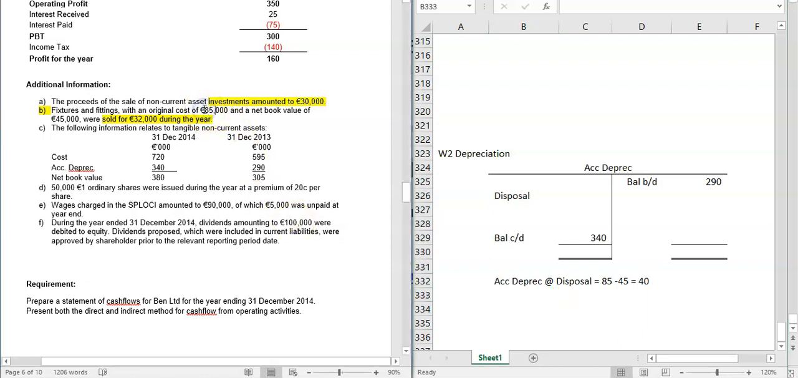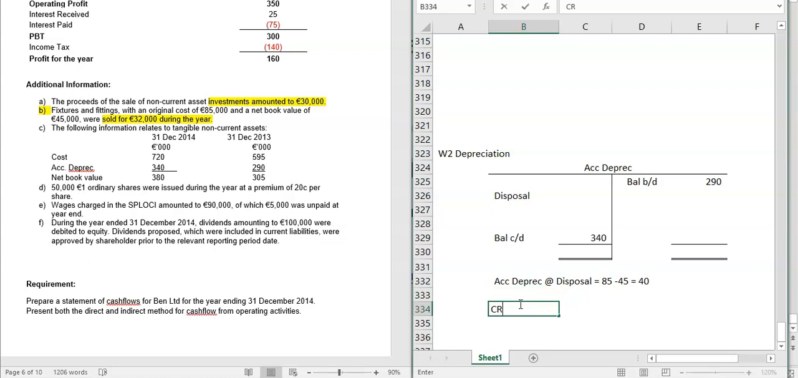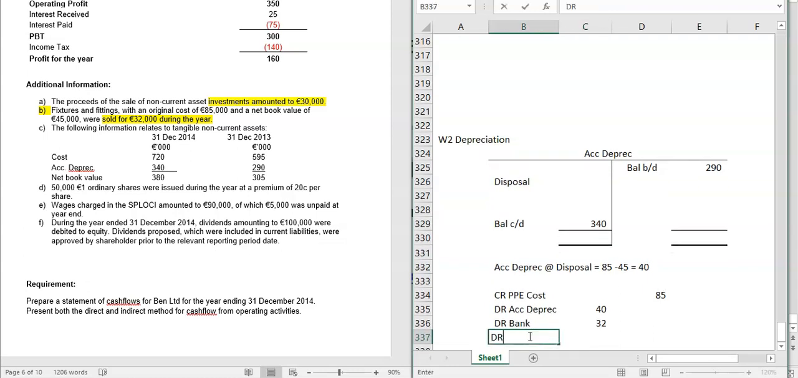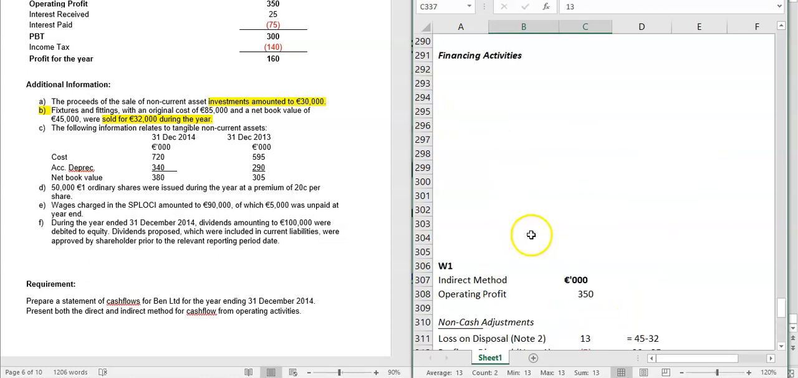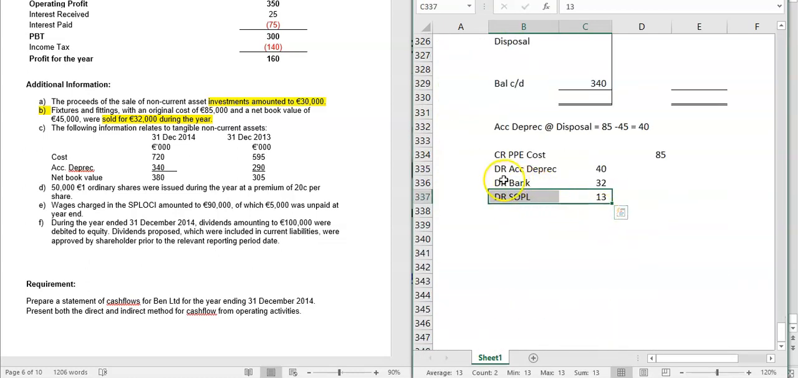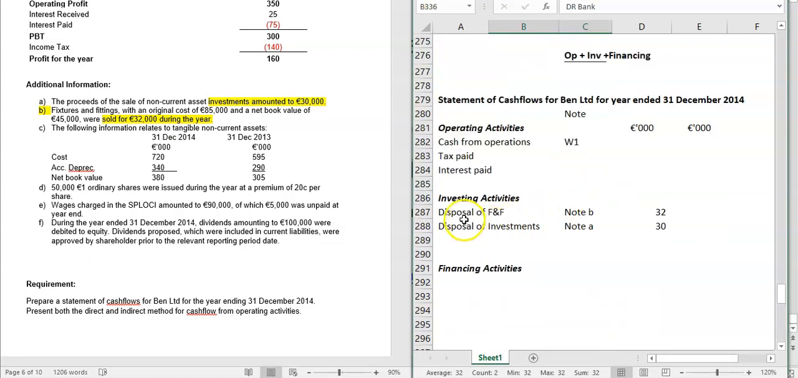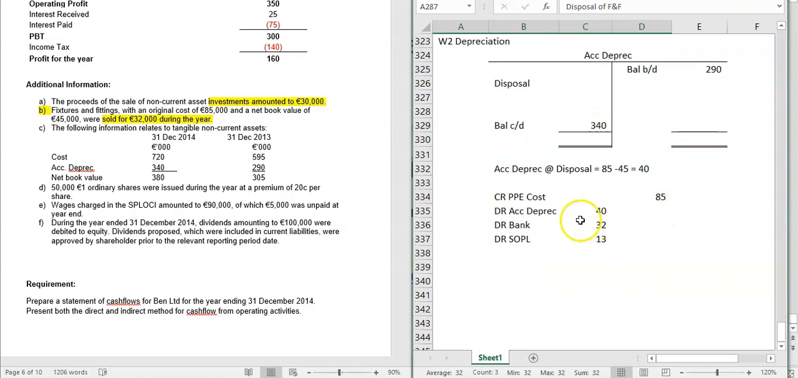You sold something at 85. So the debit and credit there would have been credit PP cost 85. It would have been debit accumulated depreciation, PP, 40, which gives you your net book value of 45. And then you would have had debit bank, 32, and you would debit the SOPL, 13. That's where the adjustments are coming from, if you know your debits and credits. We adjusted this loss as a non-cash item, added it back. We adjusted the bank, the 32, by putting it in, disposal of F&F, and we're going to adjust the accumulated depreciation by putting the 40 here.